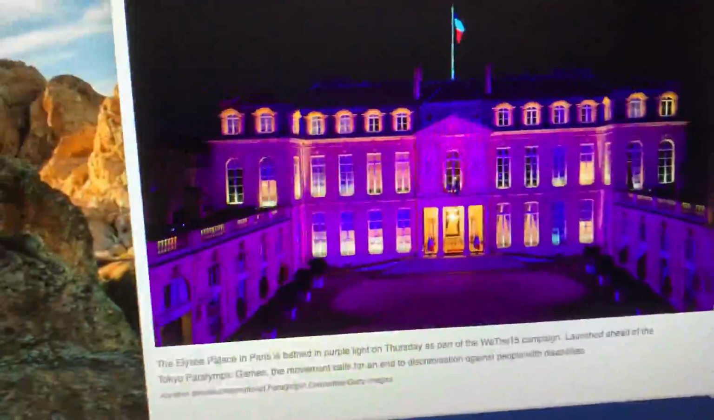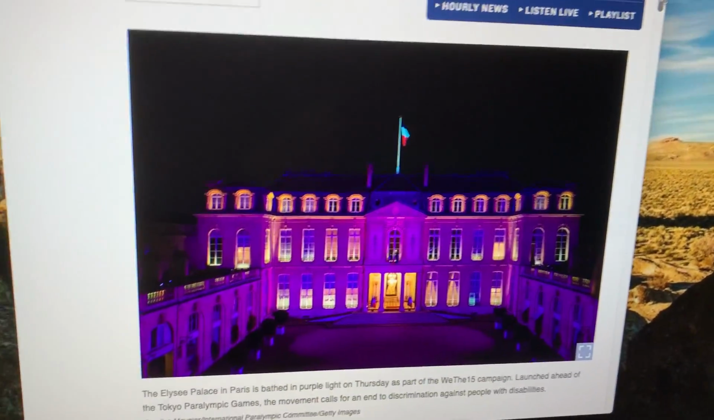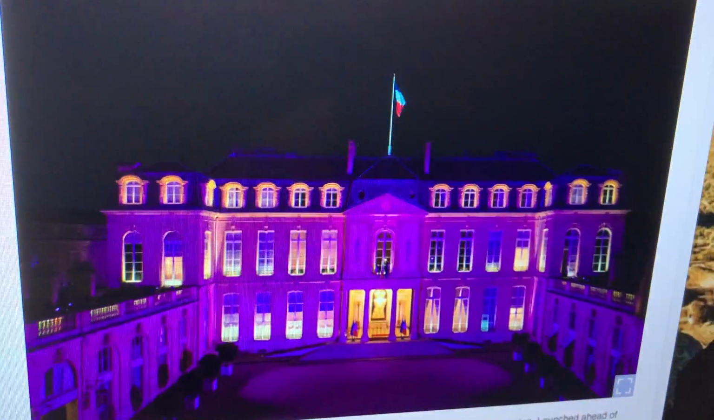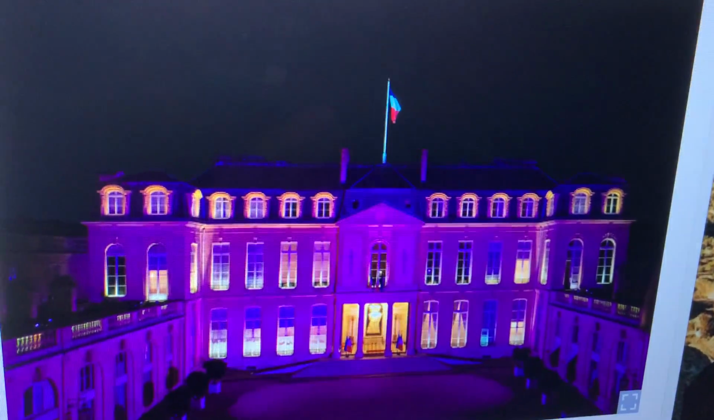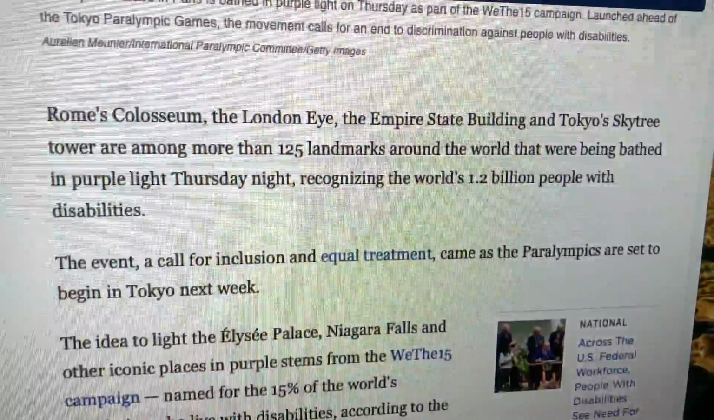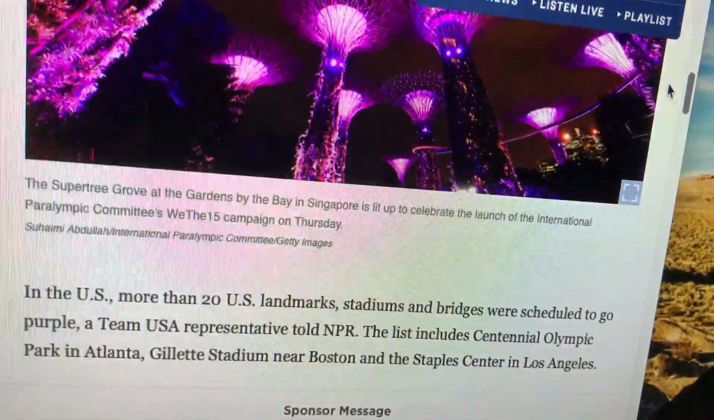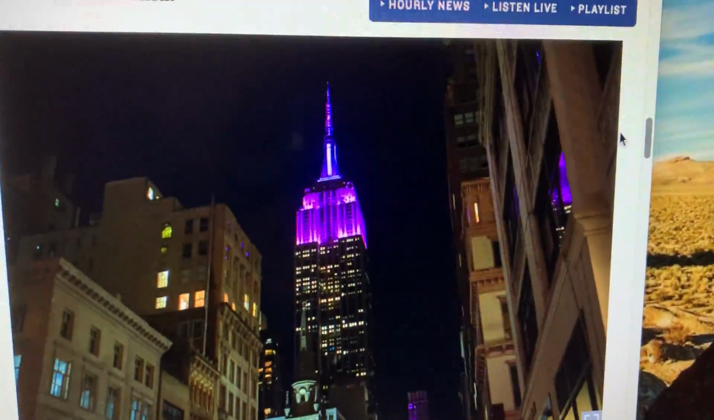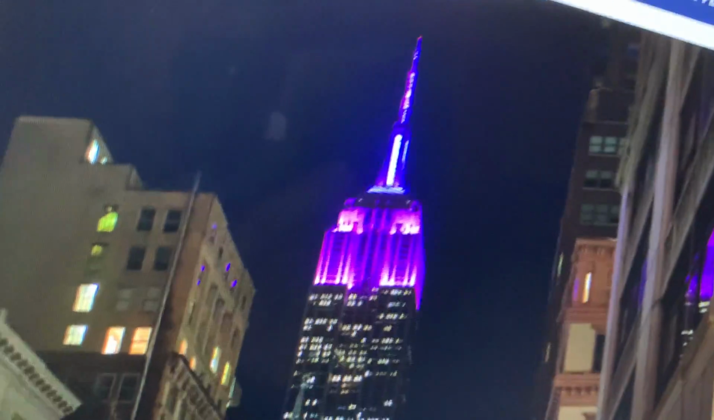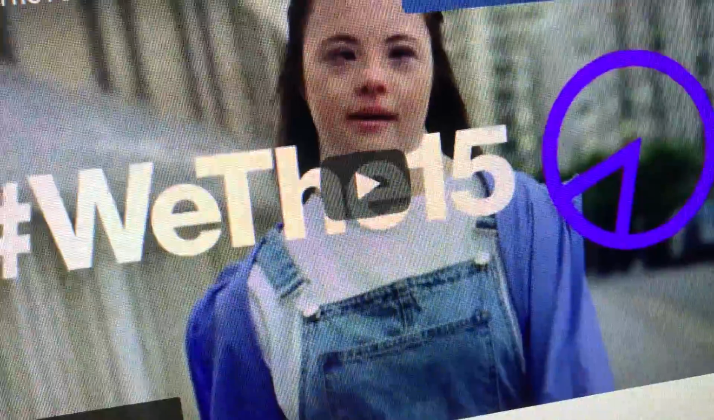which you'll perhaps recall was celebrated recently on August 20th, 2021, with events celebrating the color purple around the globe, at various locations. This is New York City's Empire State Building. This is a link.